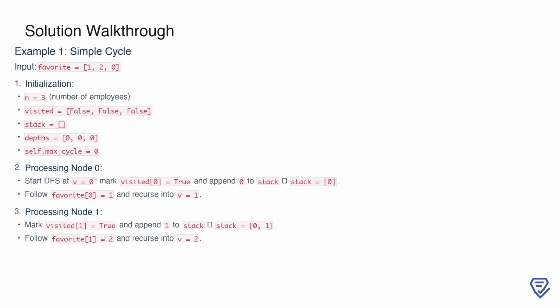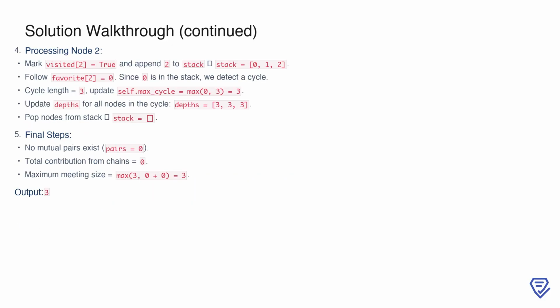The process begins at node 0. Since node 0 isn't visited yet, we mark it as visited, add it to the stack, and proceed to the node it favors, which is node 1. This marks the start of our DFS traversal. Continuing the traversal, we process node 1. We mark node 1 as visited, add it to the stack, and then move to the node it favors, which is node 2. Now at node 2, we repeat the process, mark it as visited, add it to the stack, and follow its favorite, which points back to node 0.